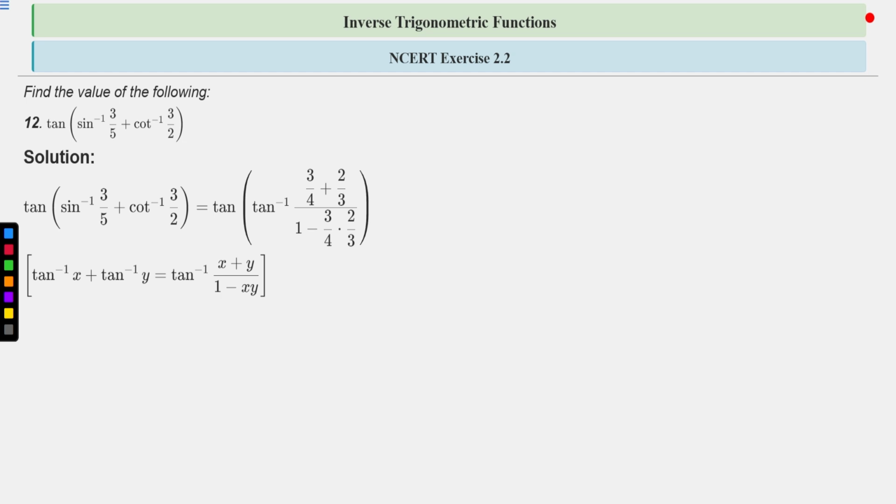Right. So we know that tan inverse x plus tan inverse y is equal to tan inverse of x plus y upon 1 minus xy. We know this expression. And we will apply it and get tan of tan inverse of 9 plus 8 upon 12 minus 6, right? And we'll get tan of tan inverse 17 by 6, and the answer will be 17 by 6, right? Okay. Thank you so much.